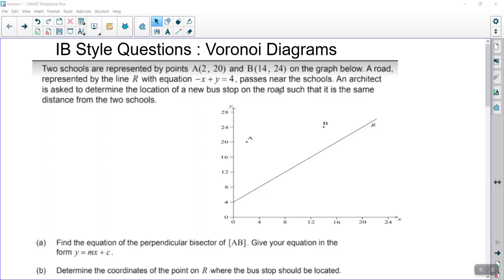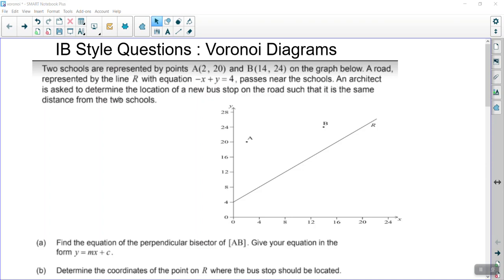What we will solve today is an IB style question based on Voronoi diagrams from one of the past papers. The question gives us two schools represented by the points A (2, 20) and B (14, 24). There is a road R represented by the line with the equation minus x plus y equal to 4, which is passing near the schools.